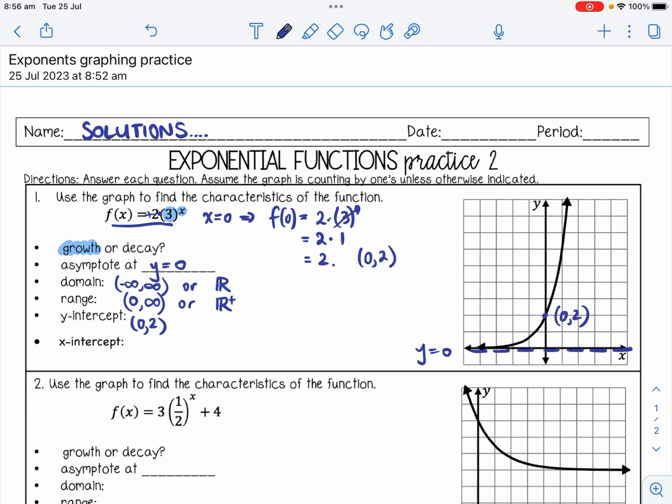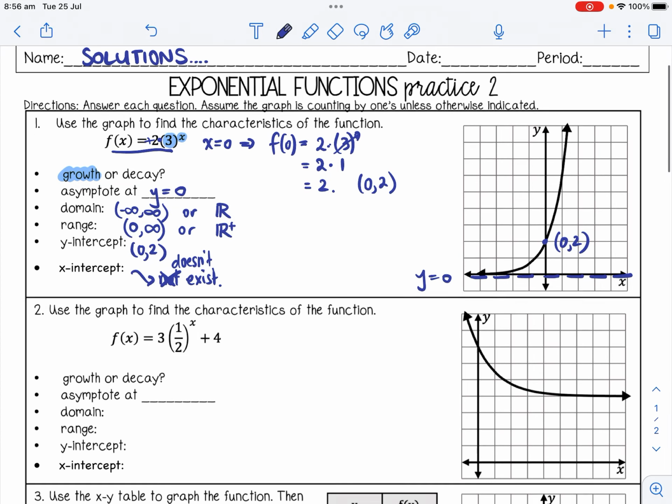And my graph's starting to come together. Now, do I have to bother finding an x-axis intercept? No, I don't. I know there's an asymptote there, so it's not going to exist. Not exist. That's pretty terrible English there. I probably should say doesn't exist. There we go. That's better.